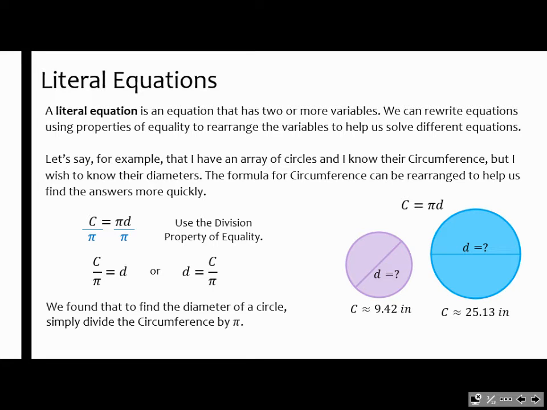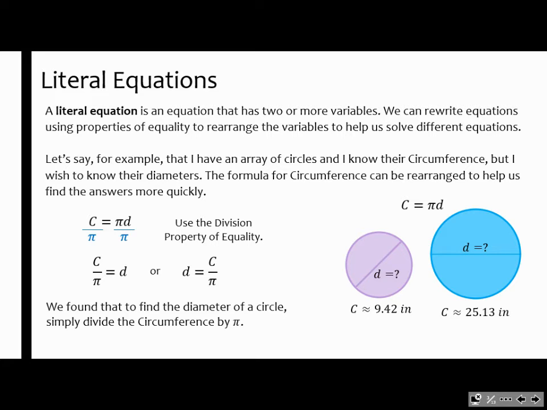Let's say, for example, I have an array of circles and I know their circumference, but I wish to know their diameters. The formula for circumference can be rearranged to help us find the answers more quickly. So given the circumference, find the diameter. The equation is circumference equals pi times diameter.